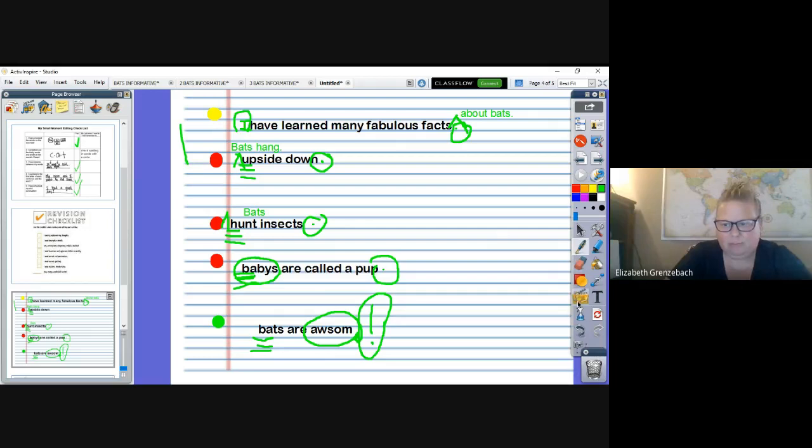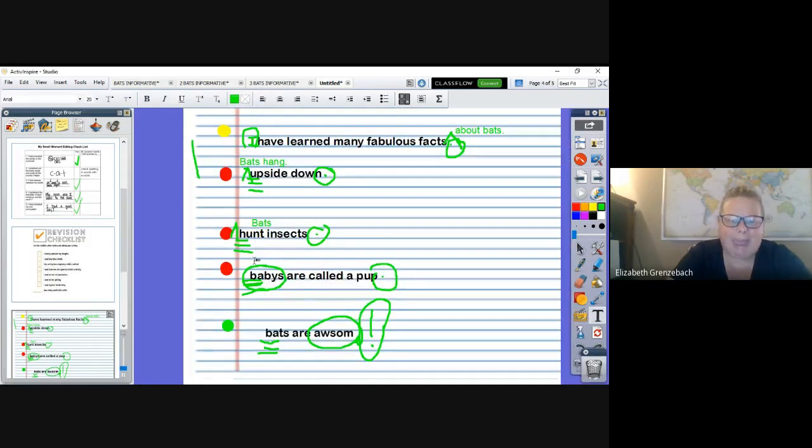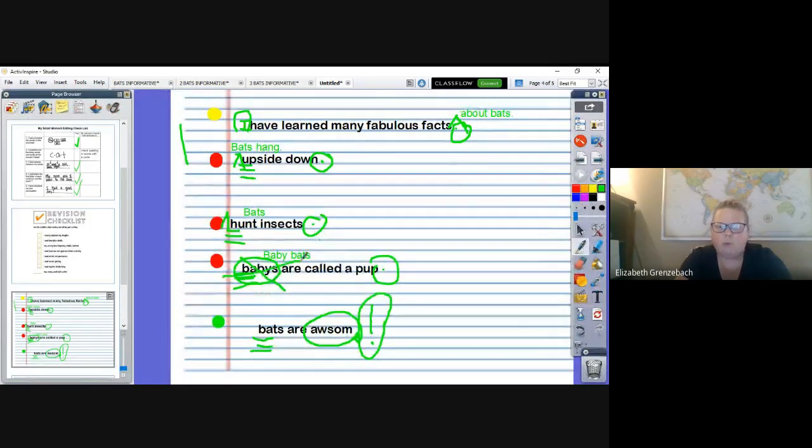All babies are called pups? No, bat babies. Or could I say baby bats are called a pup? Baby bats are called a pup. That looks right. Instead of babies are called a pup, and that looks right. So I don't even need to worry about spelling this word anymore because I like what I wrote different. And guess what? The best part about being a writer is you can change whatever you want and make it better or different because you're the writer. It's what you're writing about.